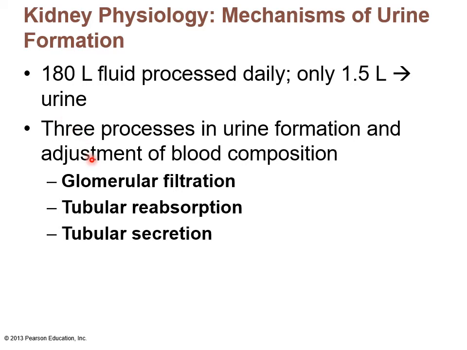And there's 3 processes involved in urine formation. I want you to know that this takes place over about 4 pages of the notes. There's a lot involved, but just to summarize it, 3 processes occur in the formation of urine. Glomerular filtration. That is the filtering of the plasma through these little filtration units called the nephron.